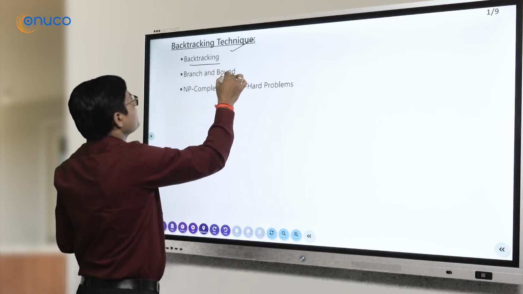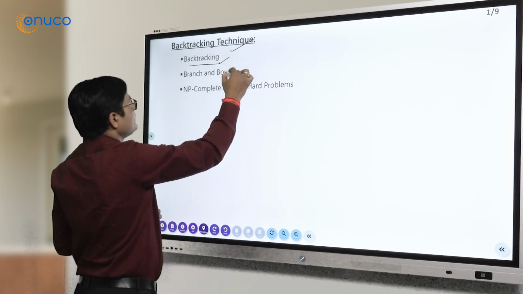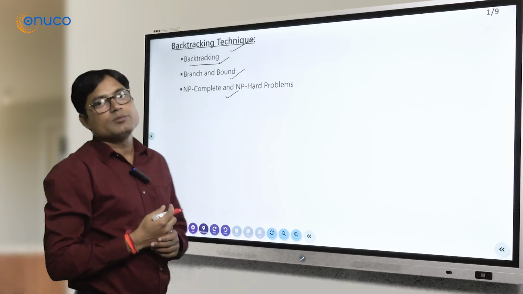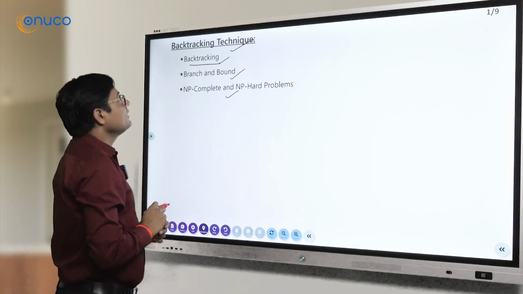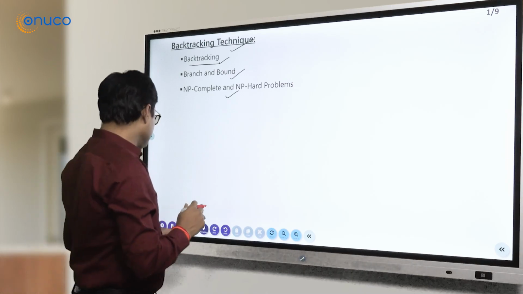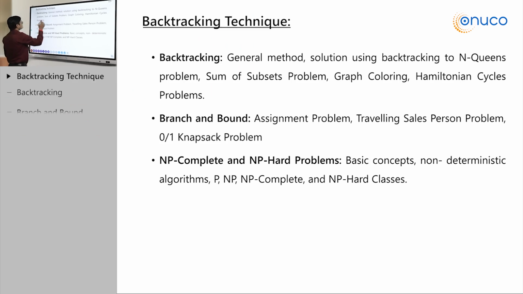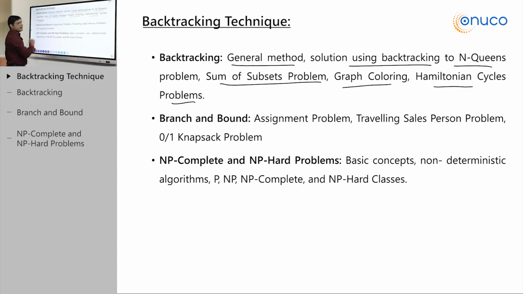Under this we have a topic, right? There are three topics we are going to discuss. One is backtracking, second is branch and bound, and third is NP complete and NP hard problems, right? First we are going to discuss backtracking. Under this backtracking we have different algorithms that we are going to discuss one by one. So let us see that. In backtracking we have the general method, solutions using backtracking to N-Queens problem, sum of subset problems, graph coloring, and Hamiltonian cycle problems, right?